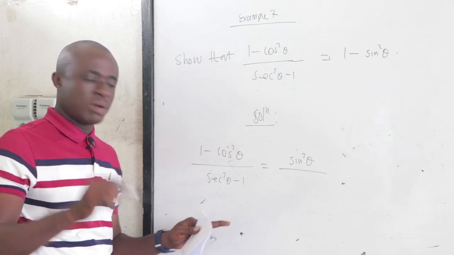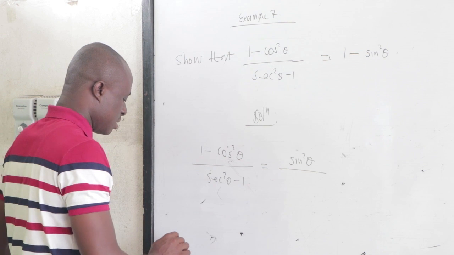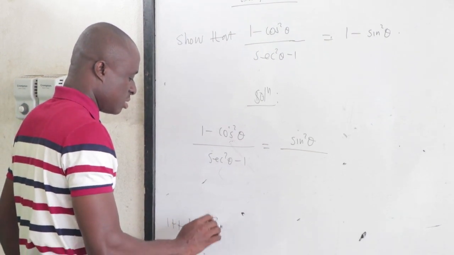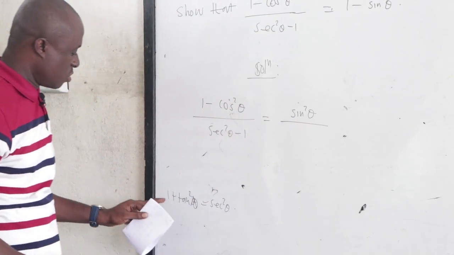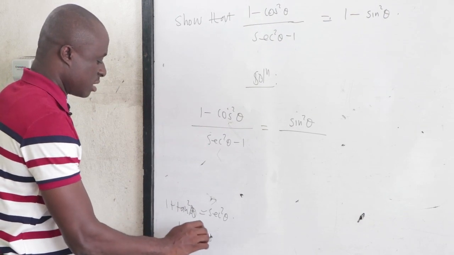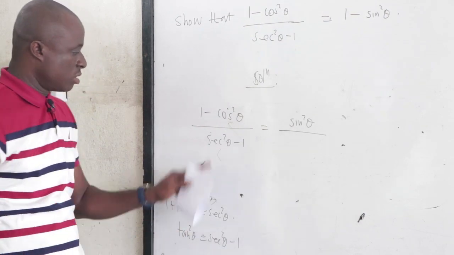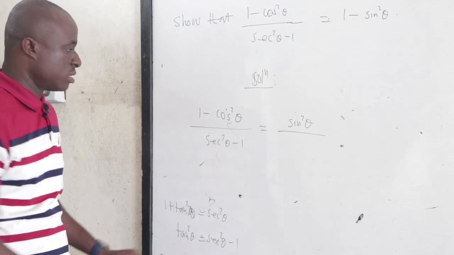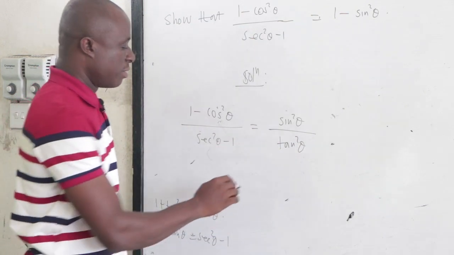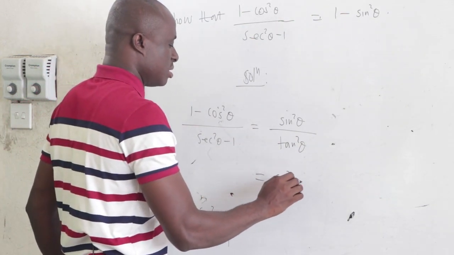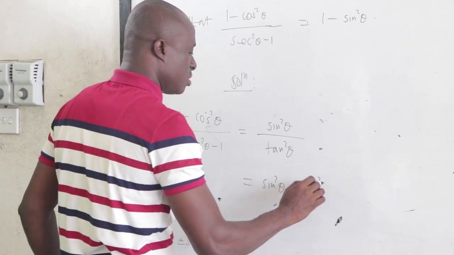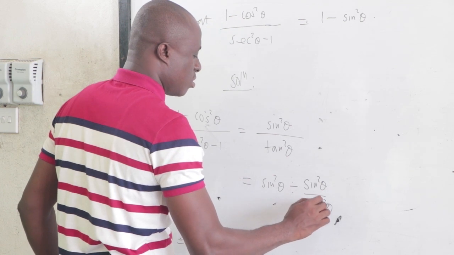Now we know that 1 plus tan square theta is the same as what? Sec square theta. So it means that tan square theta is sec square theta minus 1. So this sec square theta minus 1 is tan square theta. Now, this is the same as sine square theta over tan square theta. Now, what is tan square theta? Tan square theta is the same as what? Sine square theta all over cos square theta.